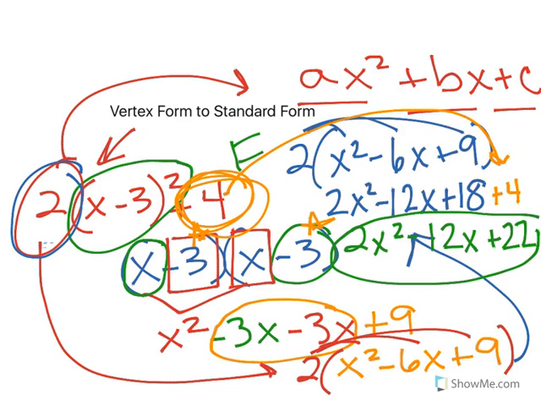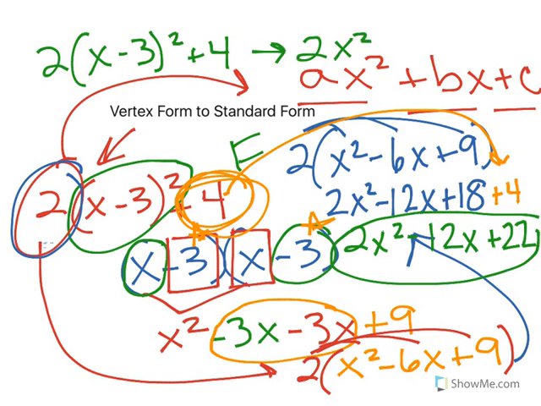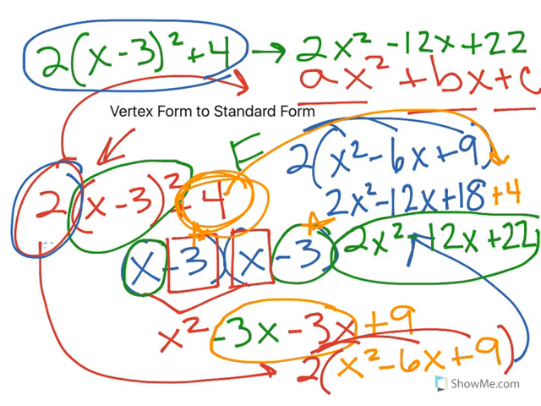Okay, so our original equation was 2 parentheses x minus 3 squared plus 4. And I converted that equation into standard form, and that equation is now 2x squared, I'm sorry, minus 12x plus 22. So that means that if I put this in my graphing calculator in vertex form, I would get the same thing as if I were to put this in my graphing calculator as standard form. Okay, that's the same exact equation, it's just written in 2 different forms.